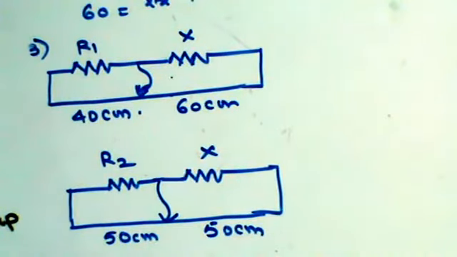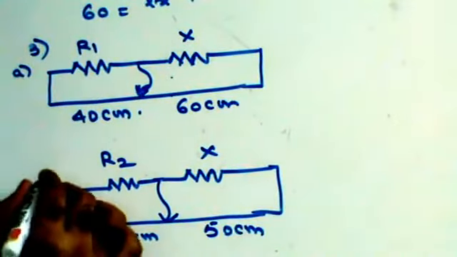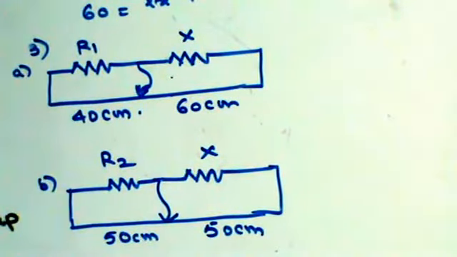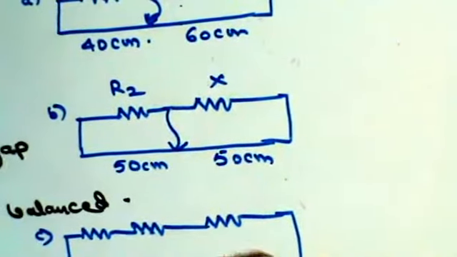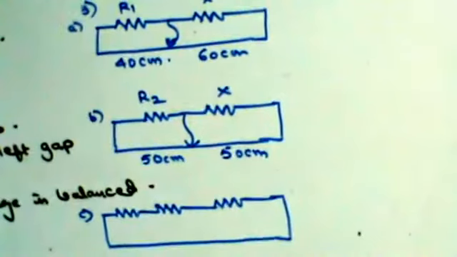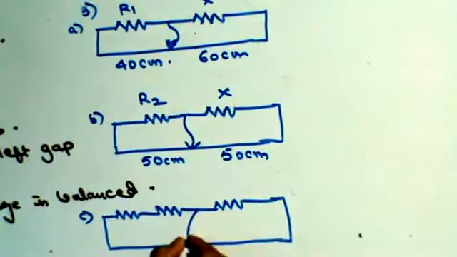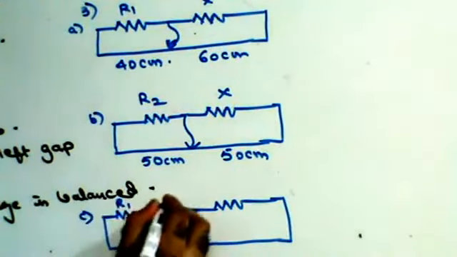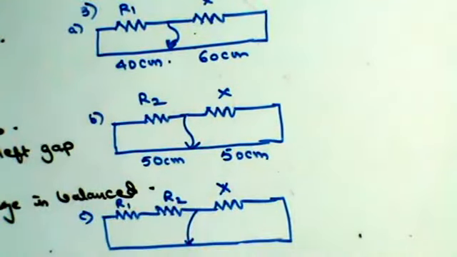Where will the null point be if R1 and R2 are put in series in the left gap, and X is put in the right gap?